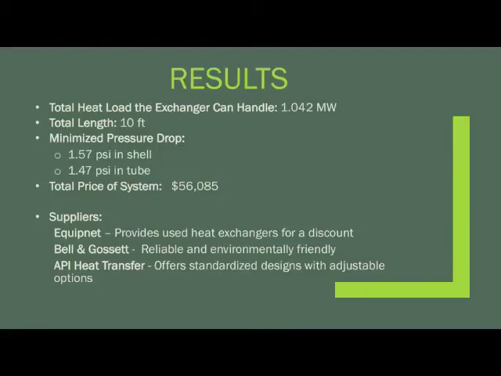Here is a summary of the results of our heat exchanger. The total heat load that it can handle is a little over 1 megawatt. The length is 10 feet. The pressure drop for the shell is 1.57 psi and 1.47 for the tube. The total price of the system is roughly $56,000. Three potential suppliers include Equipnet, Bell & Gossett, and API Heat Transfer.